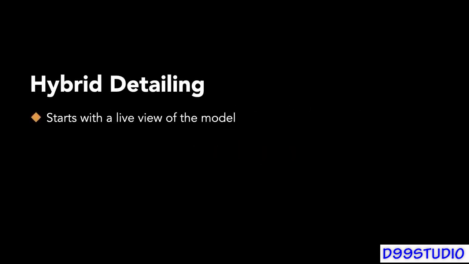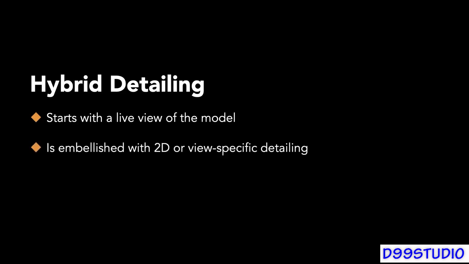In this video, we're going to begin a multi-step process of creating a construction detail. Now, the process we're going to outline is what I like to call the hybrid detailing process. By hybrid, I mean that part of the detail will be live model geometry and part of it will be 2D drafted and embellishments that are placed on top of the view. And that means it's going to be a little bit drafted and a little bit live.